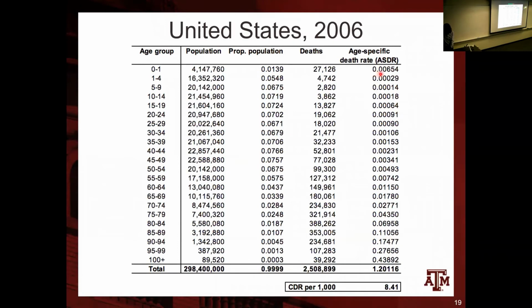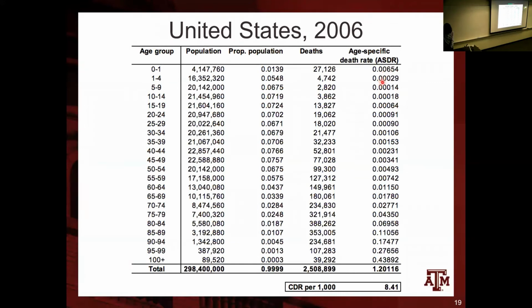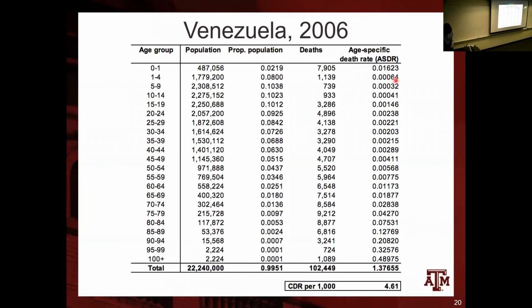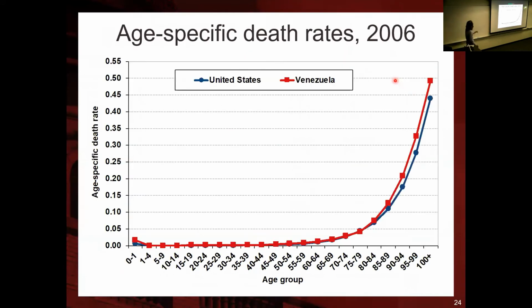But look, 0.006, 0.016 higher in Venezuela, 0.00029, 64 higher in Venezuela, right? So the age-specific death rates are higher in Venezuela than in the US for every single age group. And that's what this graph here is showing. Like I said, in the Excel file, I zoomed in on this younger age group so you can better see the differences in a graph format.